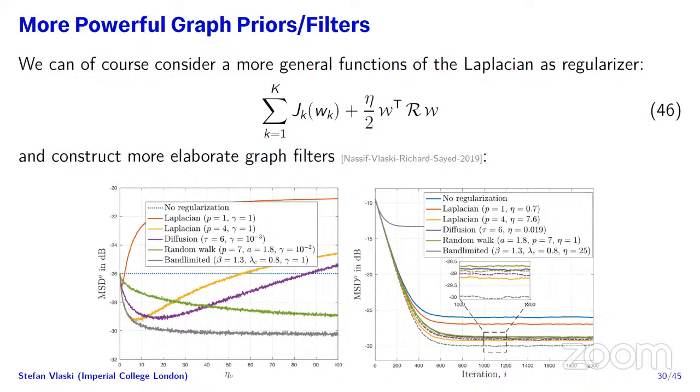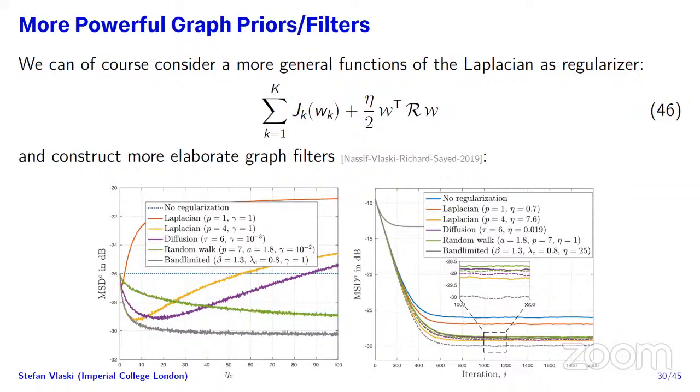Then, as long as R is a polynomial of the Laplacian, you can implement this very efficiently using distributed graph filters. And so what we're showing here is, for different choices, things like the Laplacian, diffusion, random walk, band limited signals, so these are different kinds of functions of the Laplacian eigenvalues you can consider, you get different kinds of behavior in terms of the MSD. And so what you can see is that the Laplacian is not necessarily the optimal prior to choose, because the set of parameters eta where you get very high improvement in performance is quite limited, okay? Whereas something like a band limited prior can give you better performance.